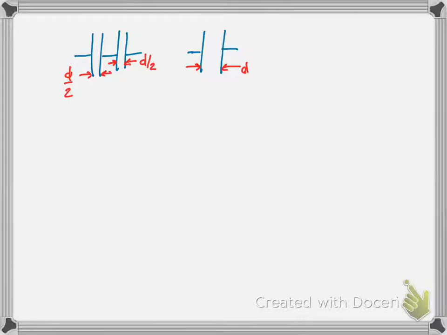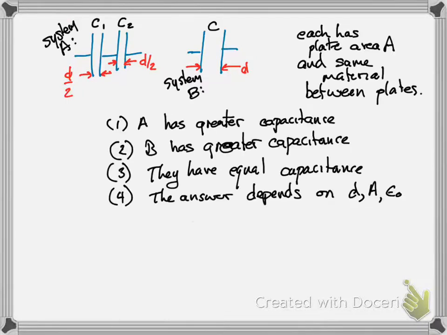Which of these combinations of capacitors has a greater equivalent capacitance? Which of these, the first combination of capacitors or the second capacitor by itself, has a greater capacitance? Think about this. Okay, I've written a little bit more detail.